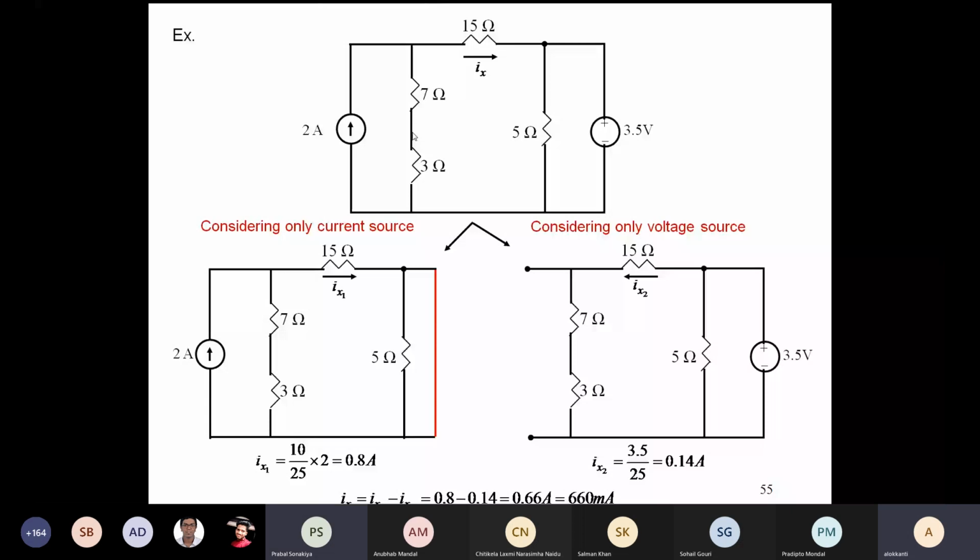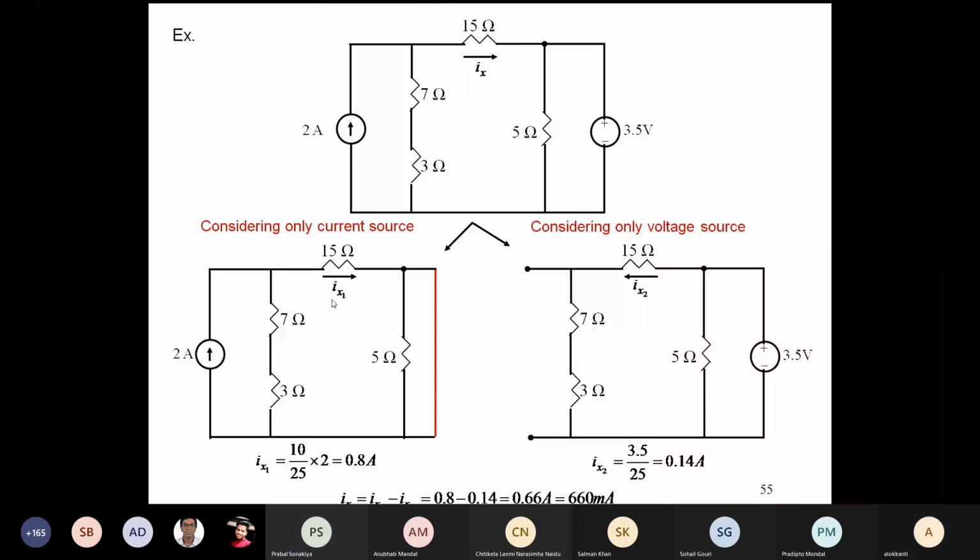Sir, can you explain once more? Which one? Ix1. You could not understand Ix1.